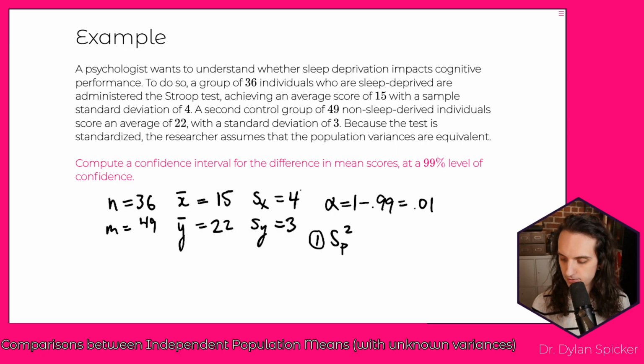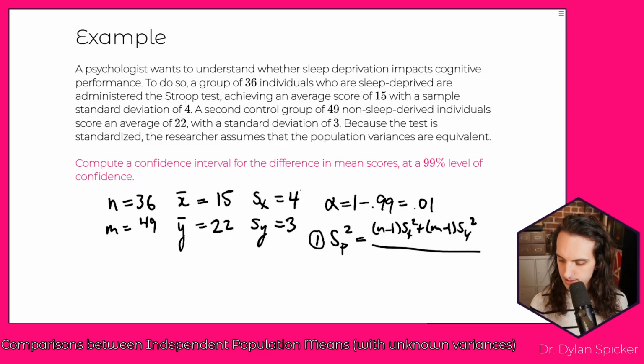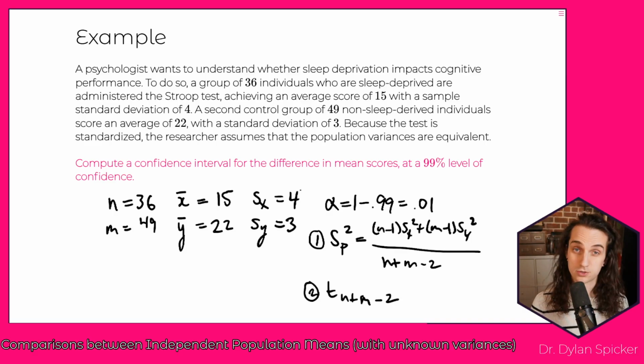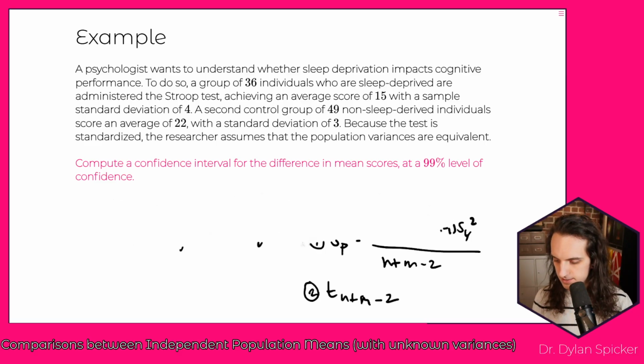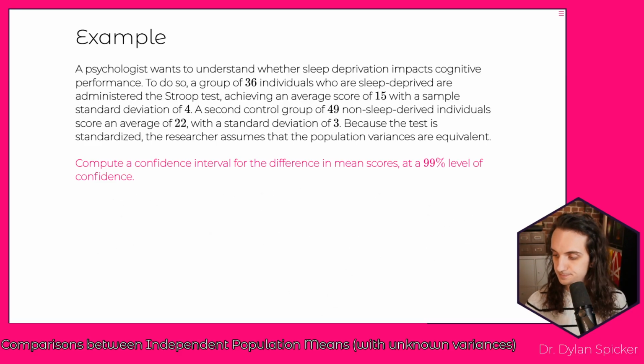And so this is going to come from (n minus 1) s_x squared plus (m minus 1) s_y squared, over n plus m minus 2. And then we're going to ultimately draw from the t distribution with n plus m minus 2 degrees of freedom. And so then pulling this all together, we plug into our confidence interval formula and then can work everything out from there. And so we can actually plug in and see what results we get.